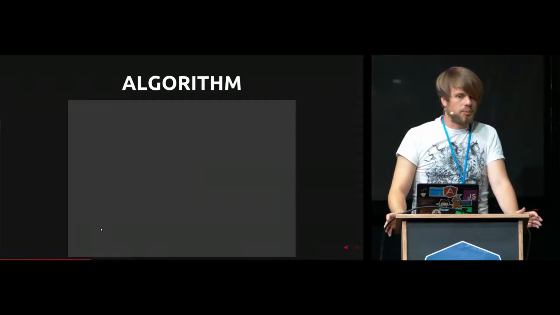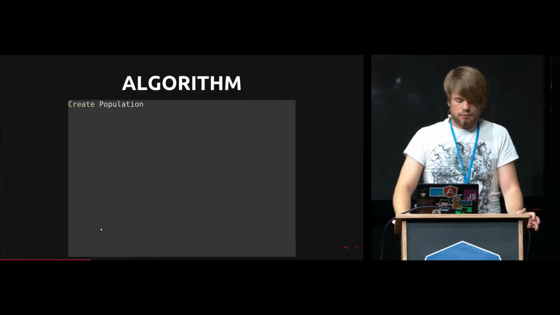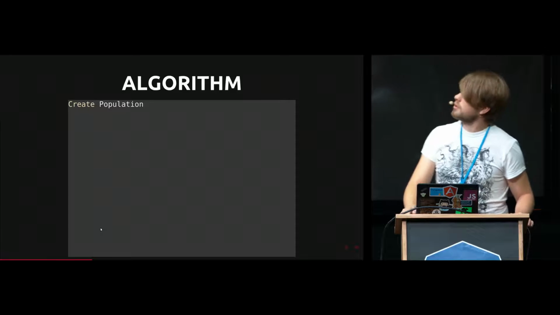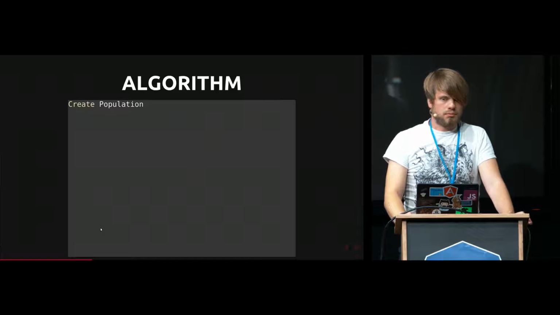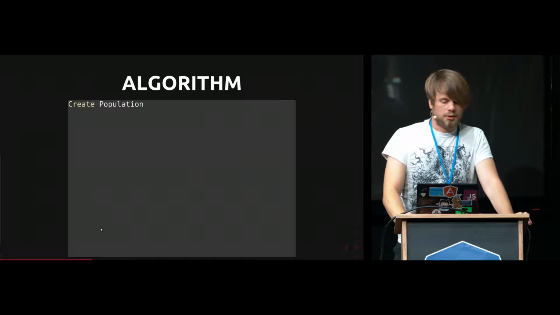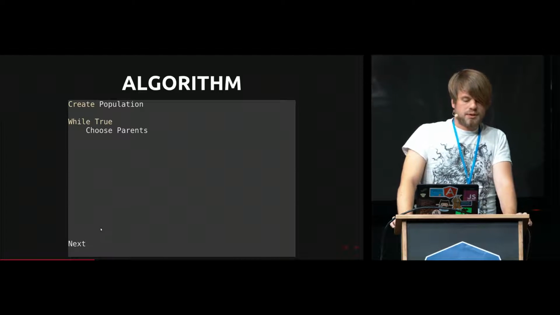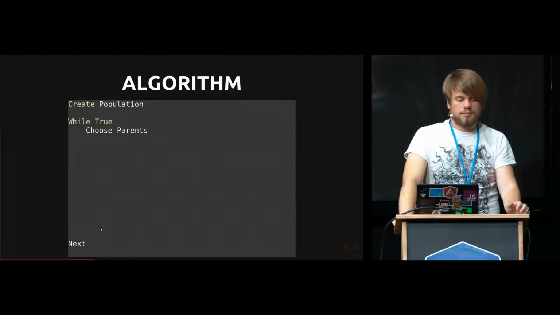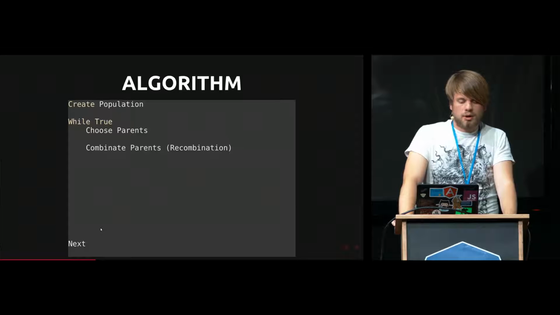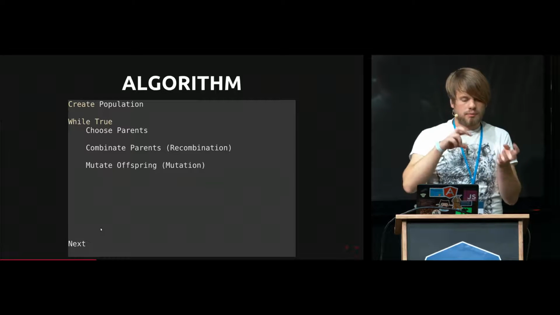So we have some building blocks, and now we can put them together into an algorithm. We're starting by creating an initial starting population that is as random and as arbitrary as possible. We have a while loop that simply runs as long as the program runs. On every step, we first choose two or more parents. We take those two parents and combine them into a new child. That's the recombination step we just saw. Then we mutate that offspring. And mutation means let's add something here and take something away here.